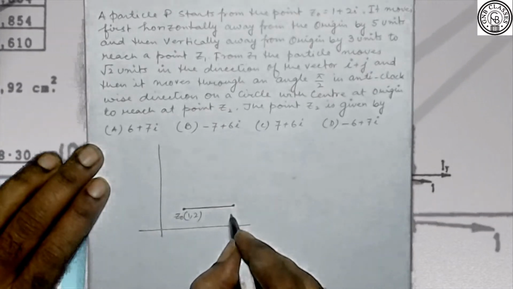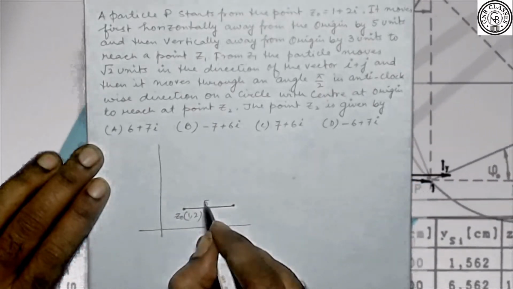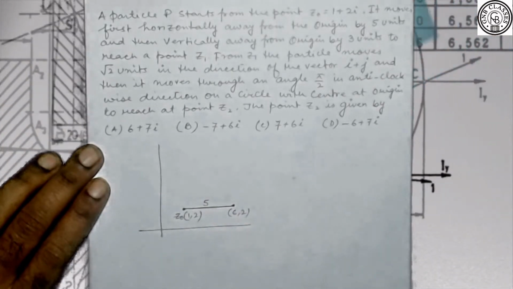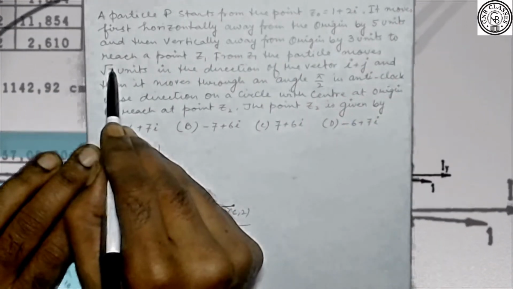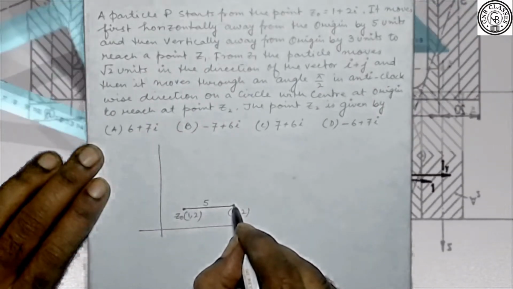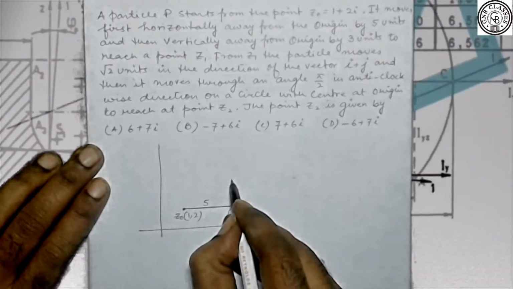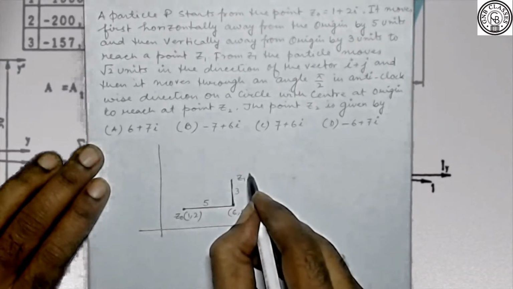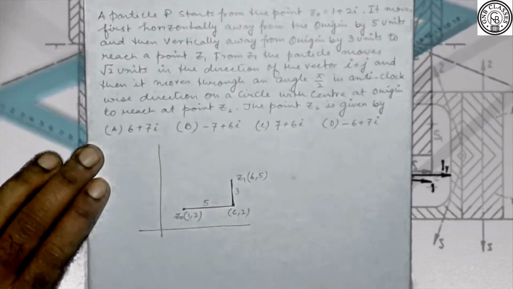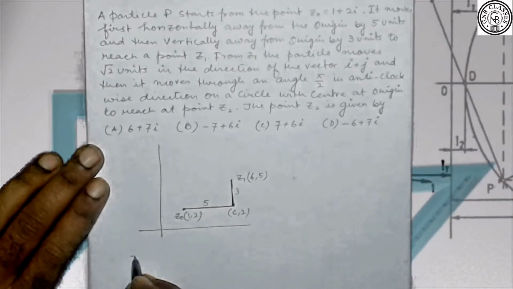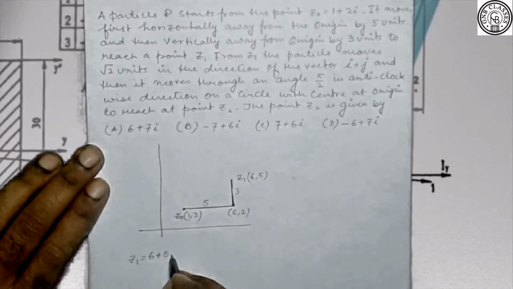Now, what is the coordinate of this point? This distance is 5 units. So this point is 6, 2. Okay. And then vertically away from the origin by 3 units to reach a point Z1. So it moves vertically 3 units. So this distance is 3 units and reaches a point Z1. So what is the coordinate of Z1 on an Argand plane? It is 6, 5. Yes or no? Okay. So the position vector of Z1 is basically 6 plus 5 iota.